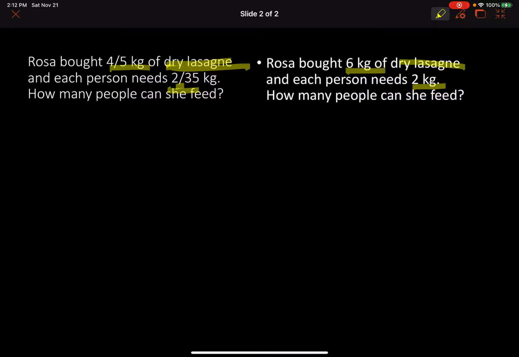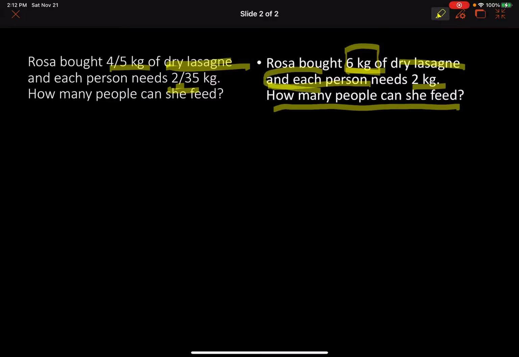Okay, what is important is that she bought this amount, right? And she needs to feed some people, and she needs to know, so each person, right? If I see that each person needs, each person gets, it means that I'm dividing. So that is going to be an important statement there. And then this, how many people can she feed?